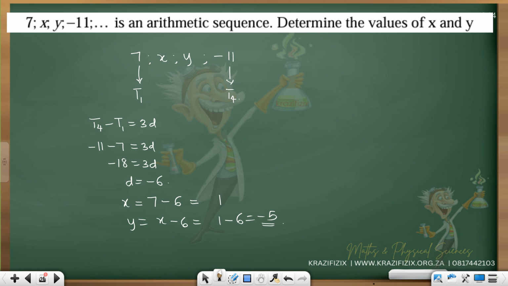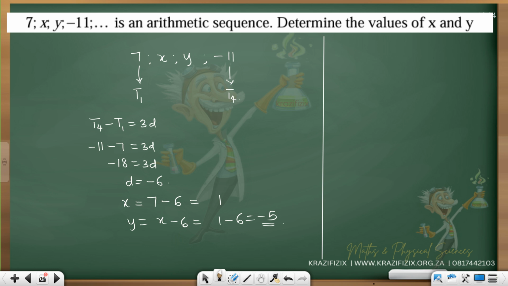Waruna? Yes, sir. I have a question. You said there that T4 minus T1 is equal to 3D. Why 3D? I'm lost there. Waruna, did you just join in now? No, not now. I'll do that, but I'm lost by this part.